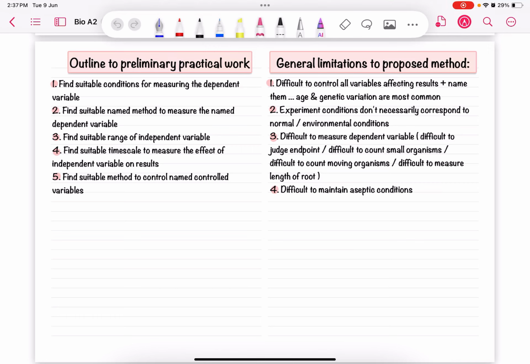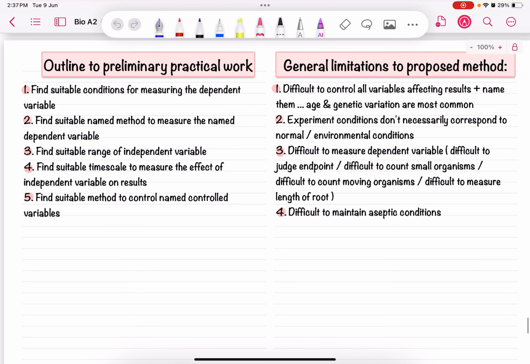Questions about preliminary practical work and limitations are one of the most overrated questions for some students. So here we're going to break the ice and make things easier. So for preliminary work, you need to find suitable method and suitable conditions for measuring the dependent variable.